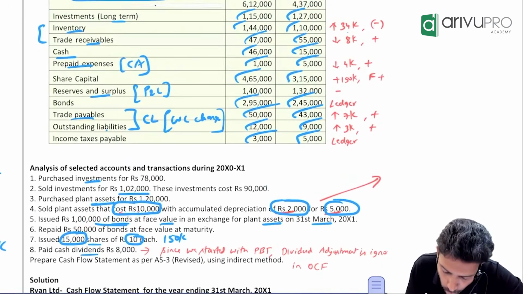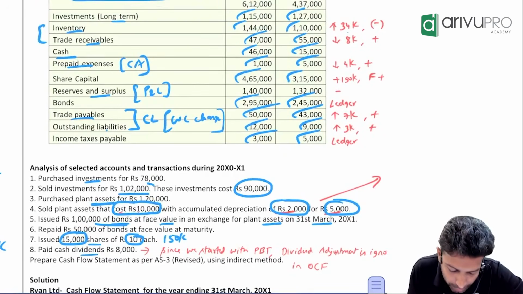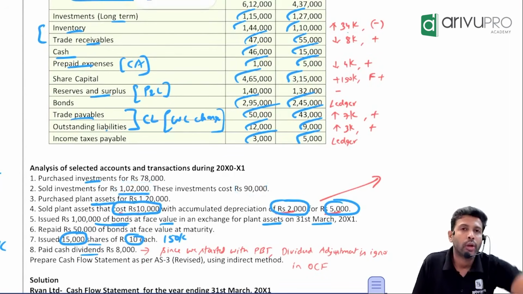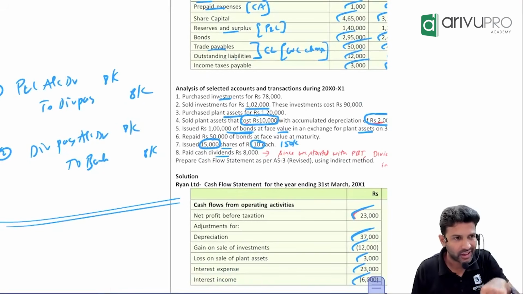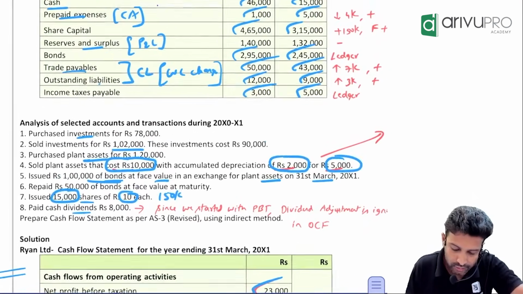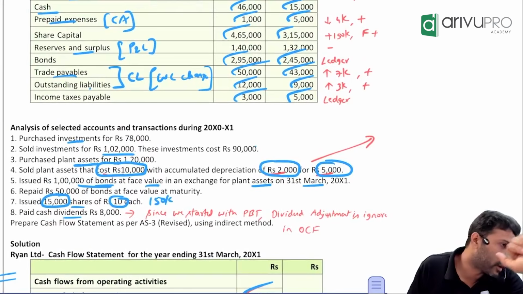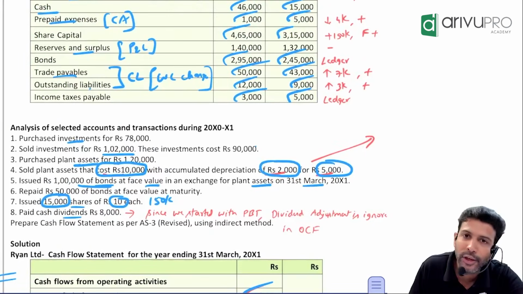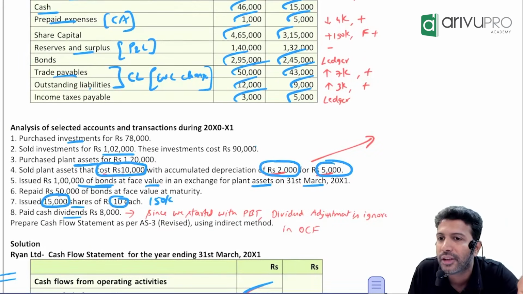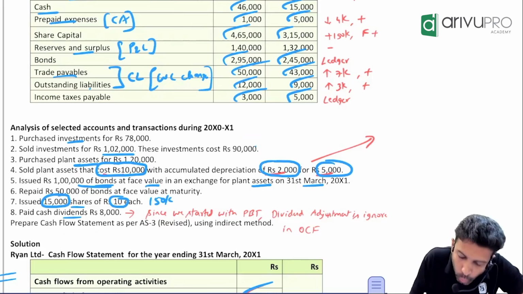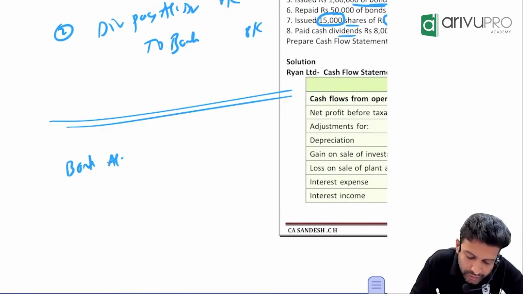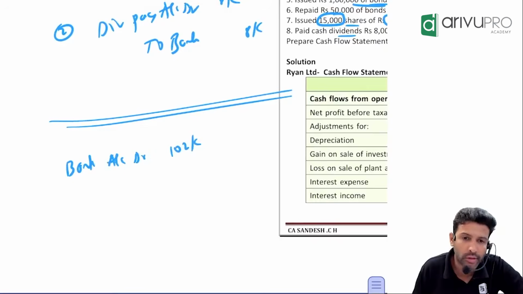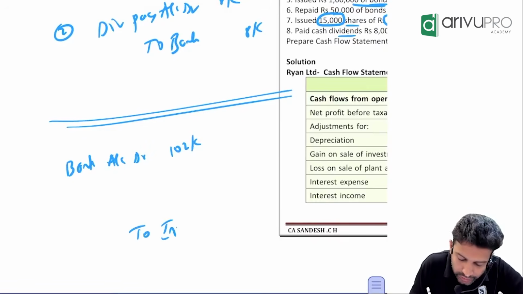What was the cost of investment? 90,000. How much did you sell it for? 1,02,000. Sir, there are a couple of ways you can pass the entry over here. I'll tell you what ICAI does and how we can pass. Sir, the investment ledger is shown at what price? Cost price. So when you sell the investment, you have to reduce at what price? Cost price. One way to pass the entry is bank account debit. How much did you sell it for? 1,02,000. So you will credit investment.